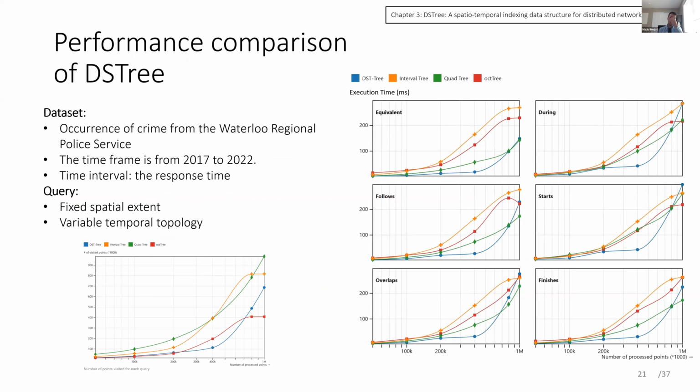So we did a performance comparison with the existing tree structures. We used the DS3, interval tree, quad tree, and one R-tree, in which we consider the third dimension of the R-tree as time, and we performed different queries on the data set, and our tree structure has relatively better performance compared to the existing models. However, that is for small to medium, average-size data sets.